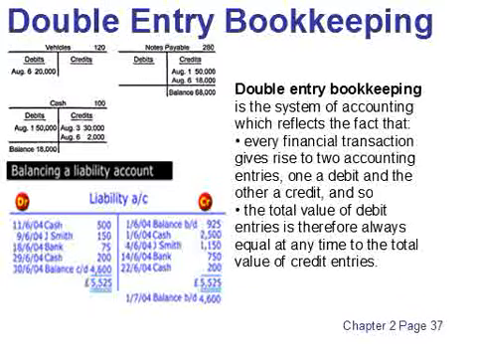Double entry bookkeeping. Double entry bookkeeping is the system of accounting which reflects the fact that every financial transaction gives rise to two accounting entries, one a debit and the other a credit, and so the total value of debit entries is therefore always equal at any time to the total value of credit entries.